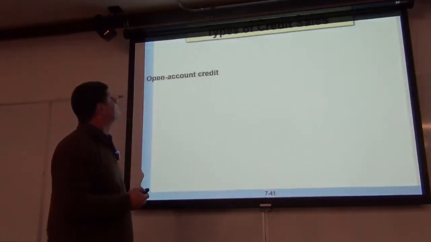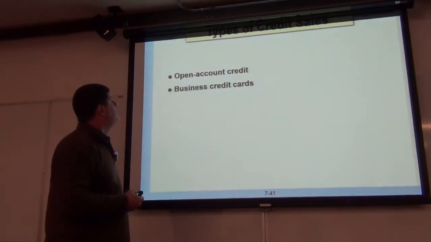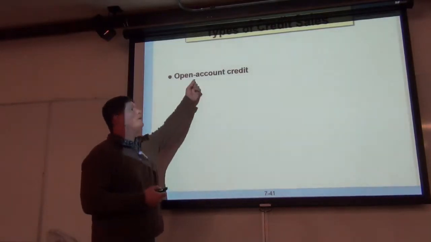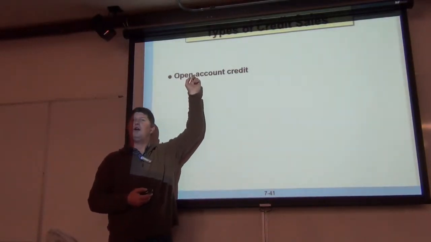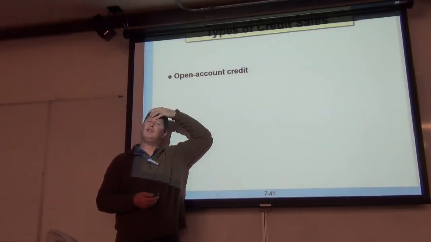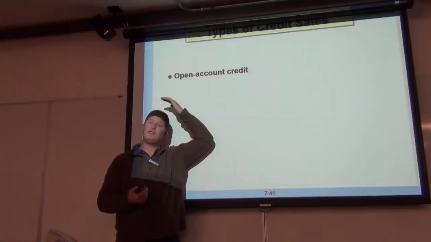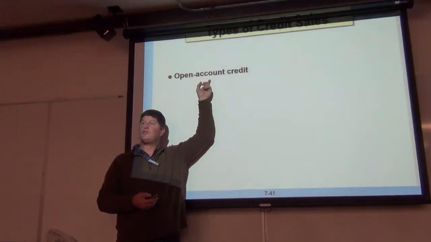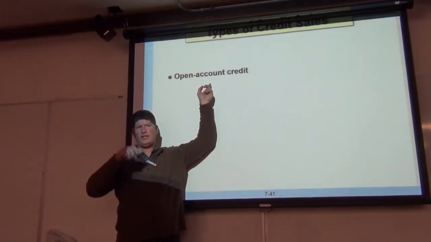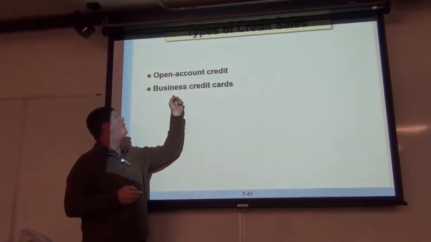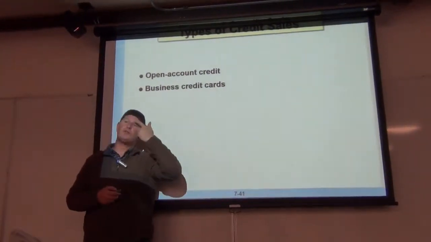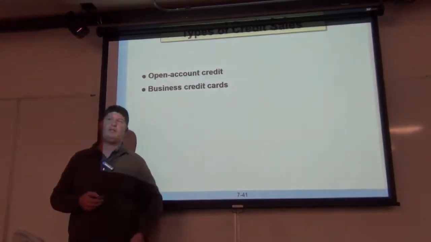All right, here we go. This is what we've been talking about so far. If you give your customer terms, you're advancing them terms, they get 30 days to pay you, it's just an open account, right? They don't have to sign a promissory note, they just sign the invoice and away they go. Business credit cards. Anybody know what this one is?